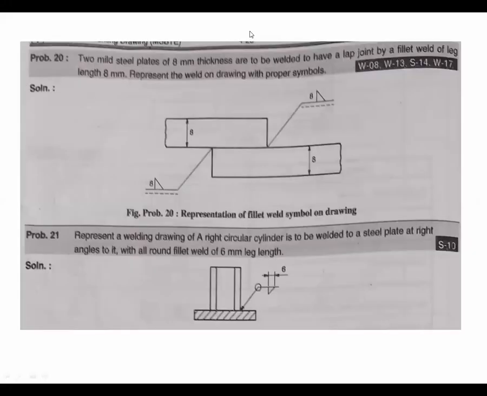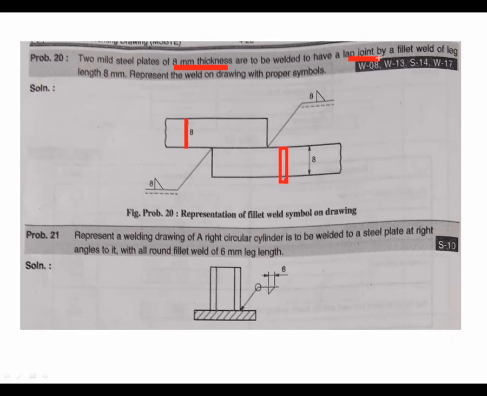Now one more question may be asked in the examination: two mild steel plates having some thickness, here 8 mm thickness is given, are to be welded to have a lap joint by fillet weld of leg length 8 mm. Represent the weld on drawing with proper symbol. So 8 mm thickness plates are there. This is 8 mm thickness. This is also 8 mm thickness.